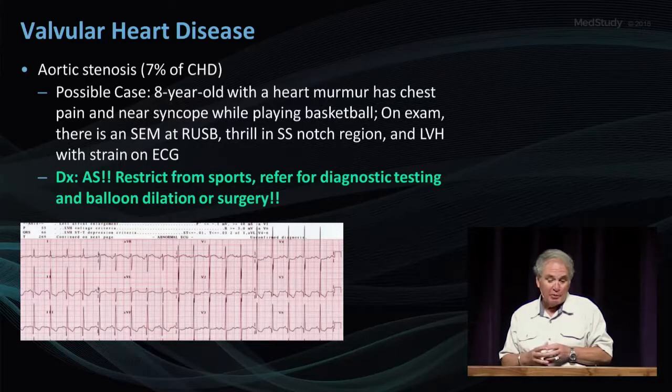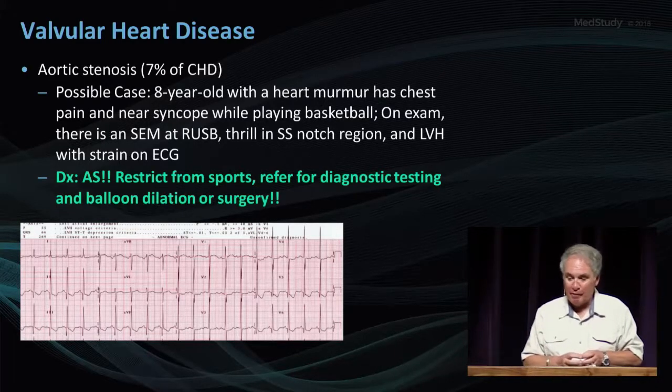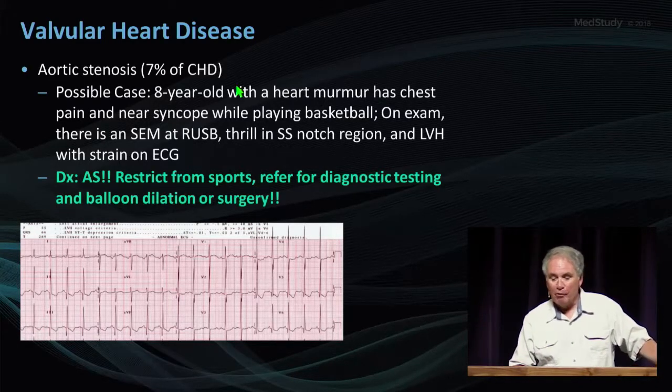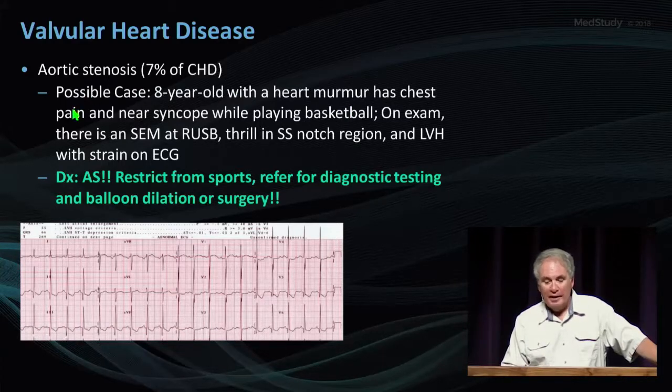So here's a possible case presentation for you that might appear on your exam. This is an 8-year-old boy with a heart murmur. He has chest pain and near syncope while playing basketball. On exam, there's a systolic ejection murmur at the right upper sternal border. Aorta, think aorta. Thrill in the suprasternal notch region, and LVH with strain on the ECG.